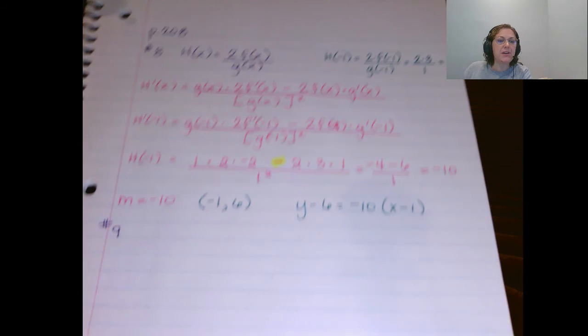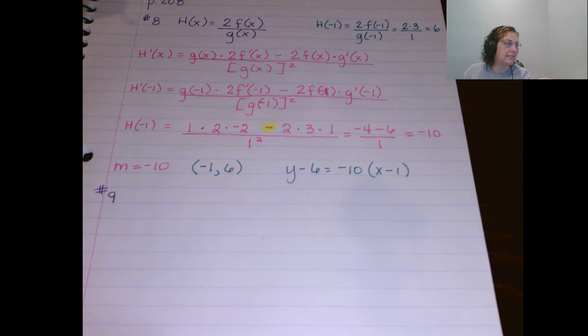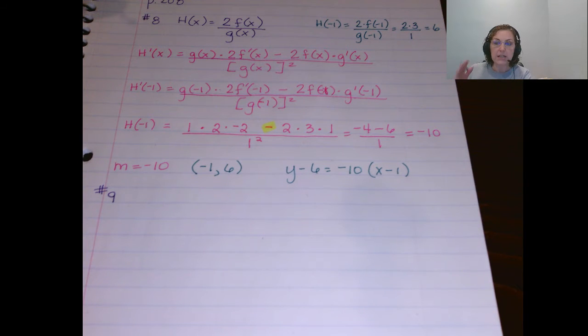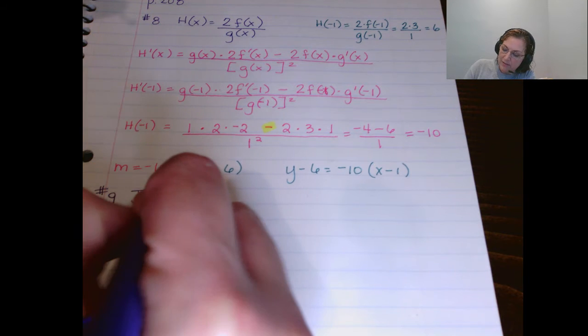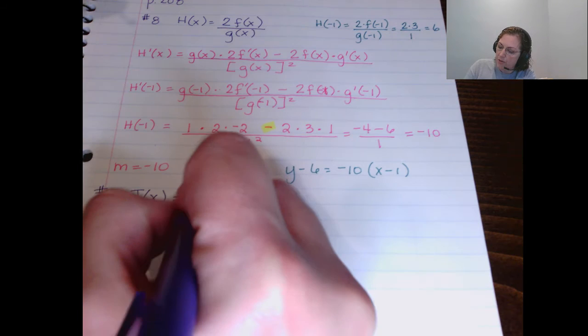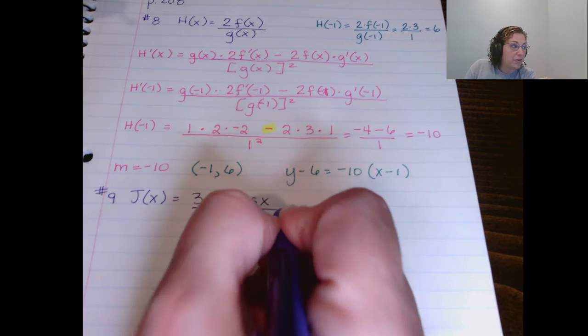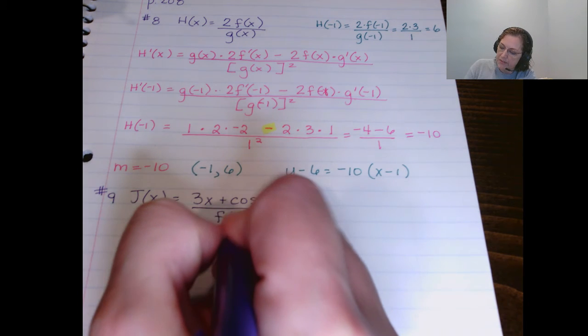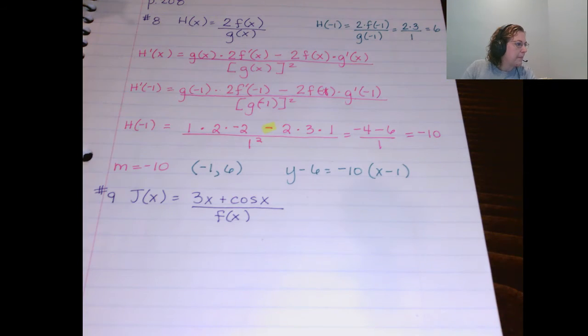Now, number 9 asks us what is the value of the derivative at 0. And again, we're given this function, j of x equals 3x plus cosine x all over f of x. So in order to do the derivative again, we are going to need to do the quotient rule. So let's do that.